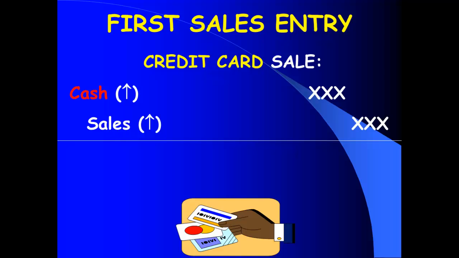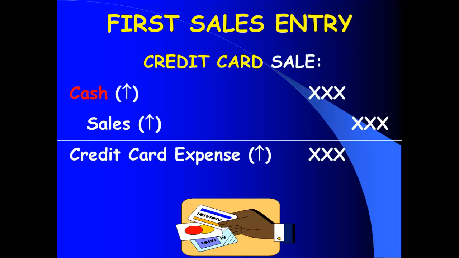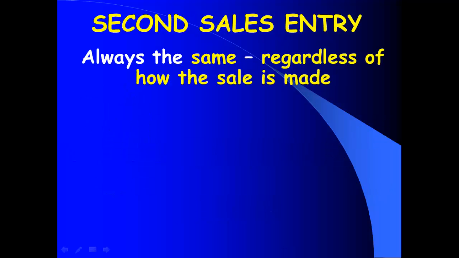So at the end of the month, we would make a journal entry debiting an expense account, credit card expense, and crediting cash, because they're going to take that money out of my account, making my cash go down. So from your standpoint, a credit card sale looks like a cash sale. So my first journal entry is a debit to either cash or accounts receivable and credit sales.